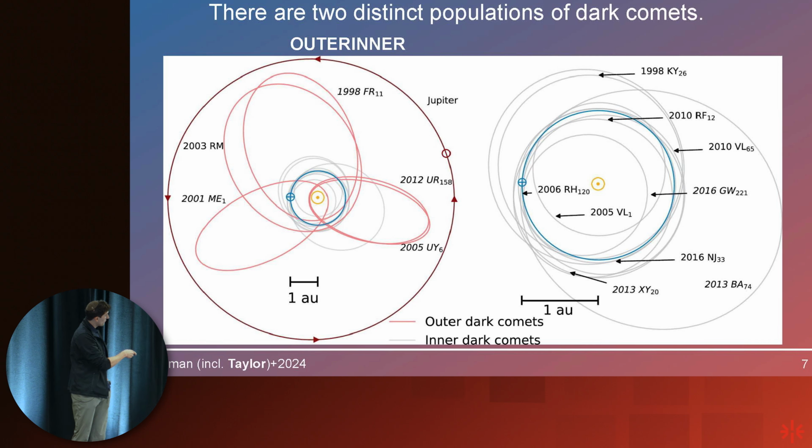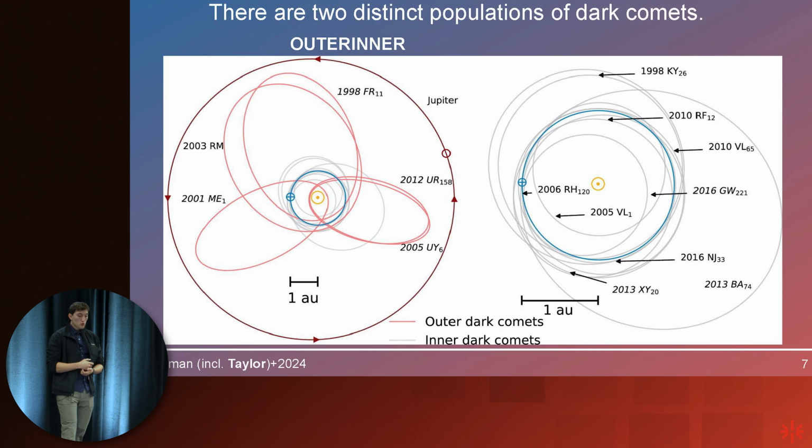You can see that they pass close to the Earth, but they also move out quite far, to Jupiter. However, there are also dark comets, the inner dark comets, shown here in gray and also here in gray, which come close to the Earth but are on relatively circular orbits. These two different populations are an interesting thing that we can start to look at as we try to piece out what these objects are and where they came from.